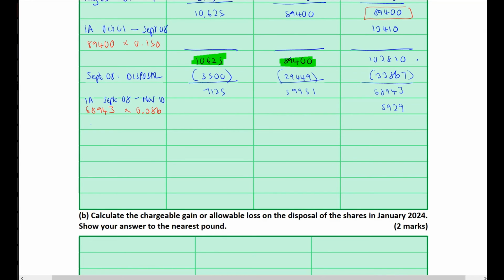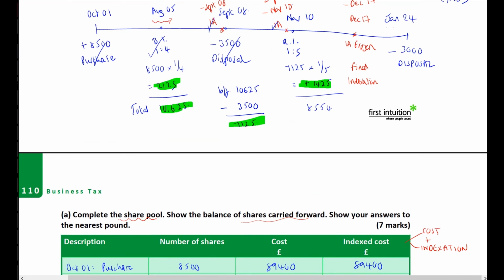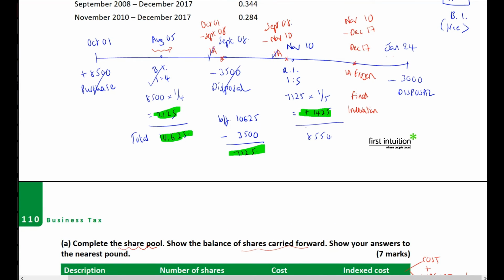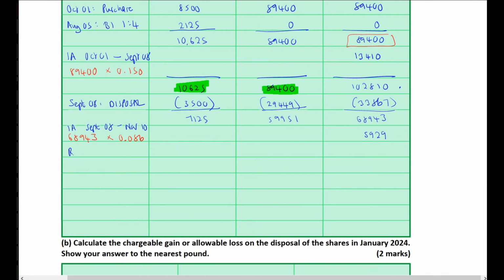So I'm just going to go on to the next part of the question, which is to do with the rights issue, because the pool is completely up to date now. I've just got something else I need to add in. I need to add in one new share for every 5 I've already got. It was November 10, wasn't it? Let's put the date in. November 10, rights issue 145. So one new one for every 5 that I have already got. We've got 7,125. We've actually already done the work in for this, but if you hadn't, this would be the opportunity to do it.